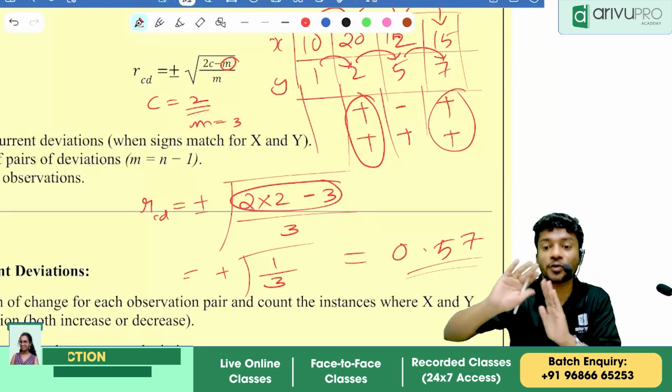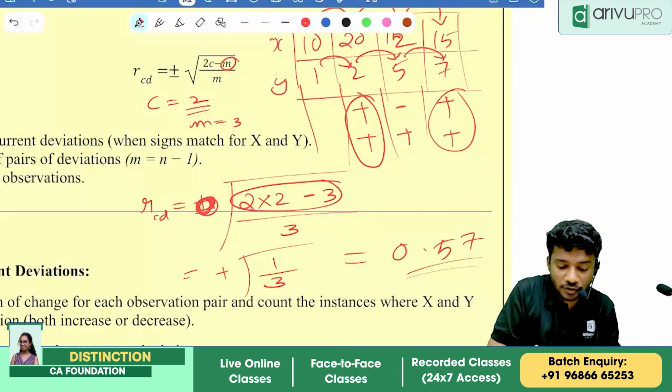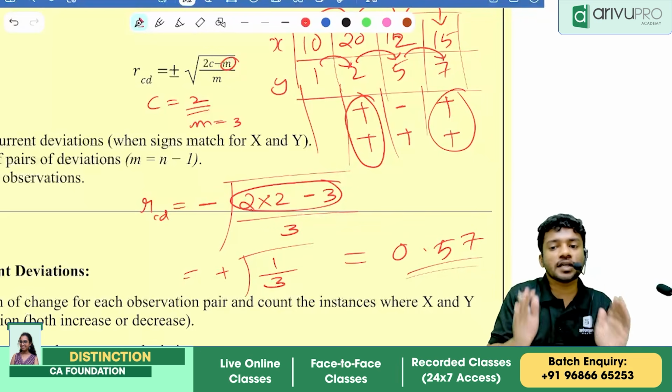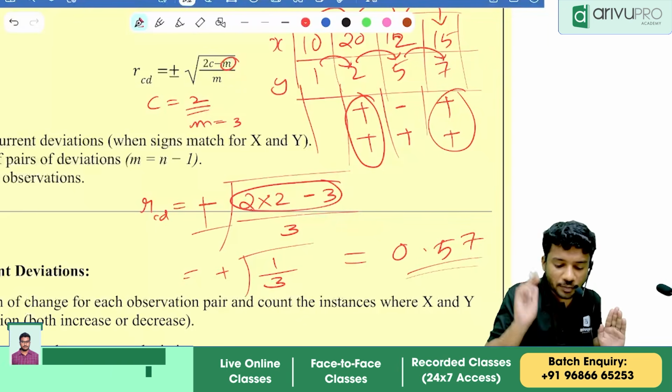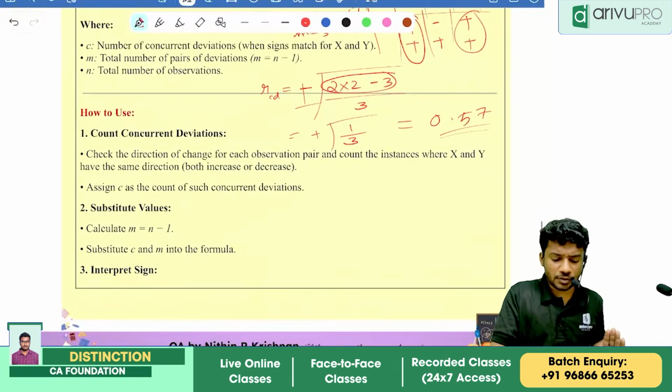But for us, that is not required. We will take this plus or minus, and we will put a minus sign and write whatever value is inside there. Now, plus or minus, let it be there. I'll show you some examples.